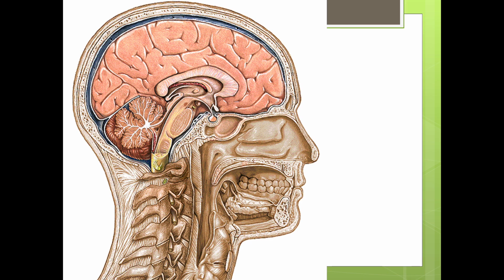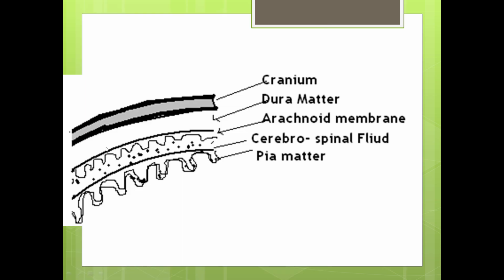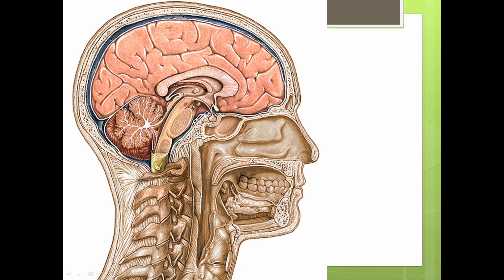If you look at this diagram, you see here the bony skull. Bony skull protects the brain. Here is the vertebral column. The spinal cord is protected by the vertebral column. It is also a bony structure.